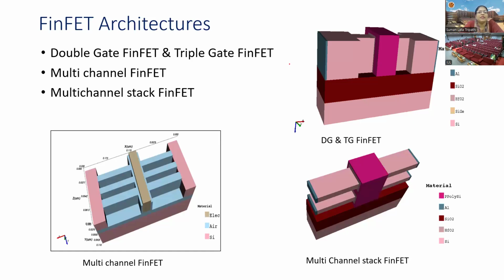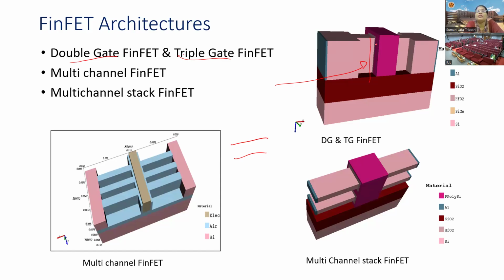Then FinFET architecture. There are different kinds of FinFET architectures. Here there is a single channel only. You can have a vertical channel instead of planar, a vertical channel with the gate all around it. And inside, it can be in double gate format or triple gate format. With a single channel only, we can make it double gate as well as triple gate.